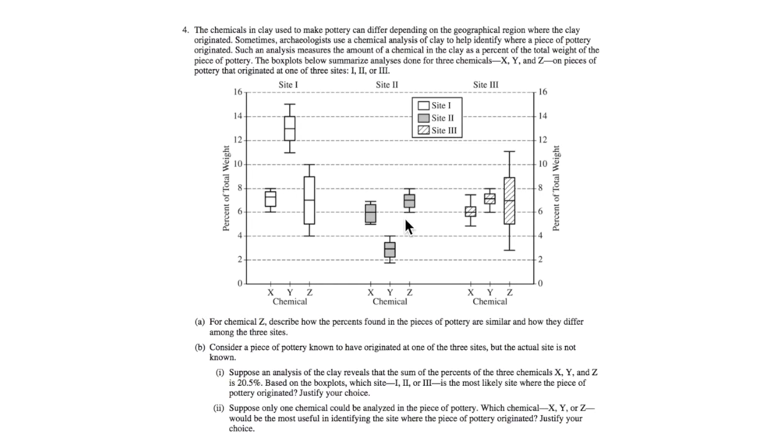The best way to determine if the sum of the percents of the three chemicals is equal to 20.5% is by adding all the maximum values in each site and adding all the minimum values in each site in order to create an interval that includes all the possible total percents by weight of each site.